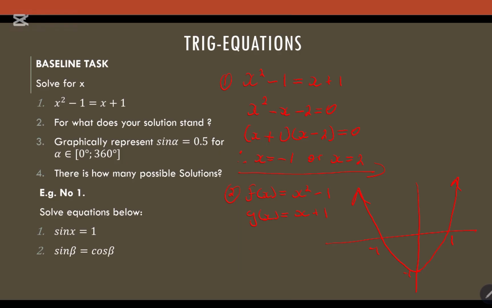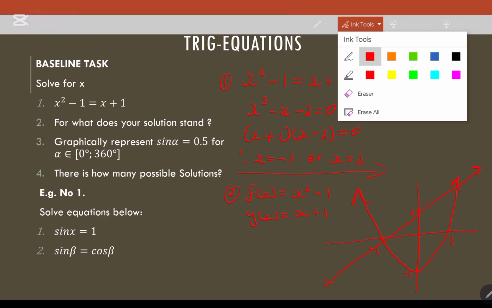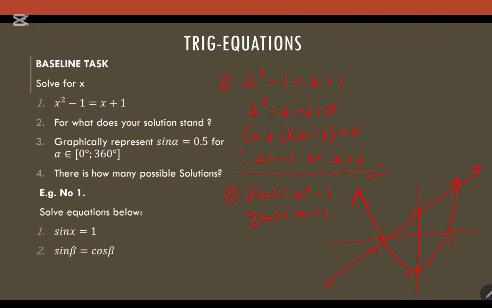So this is negative 1 and 1. And therefore we've got the straight line x plus 1, which has the y-intercept at 1, and therefore the x-intercept at negative 1. So the graph goes like that. So these two graphs intersect at these 2 points. There is this point of intersection and this point of intersection.